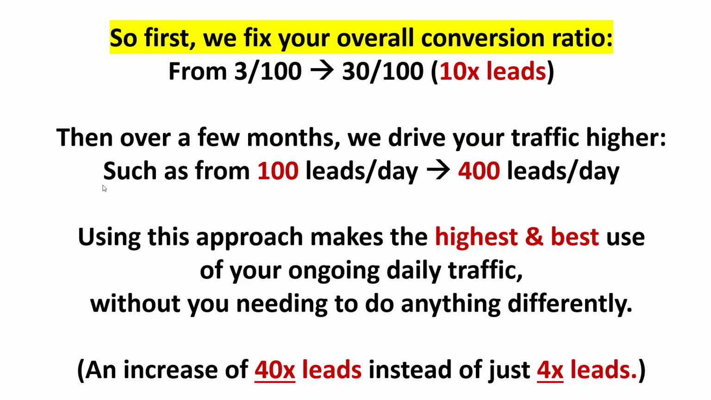We'll explain that. Over a few months, we drive your traffic higher, such as from 100 leads per day to 400 leads per day. So using this approach makes the highest and best use of your ongoing daily traffic without you needing to do anything differently. It's an increase of like 40 times the leads instead of just 4 times the leads. In other words, we're going to drive your website higher in rank so it gets more traffic, and from that additional traffic, we're still going to be converting like 30% instead of just 3%.